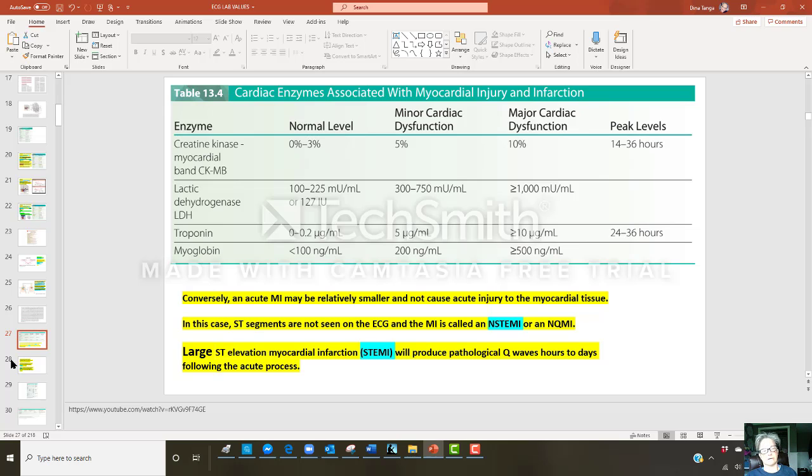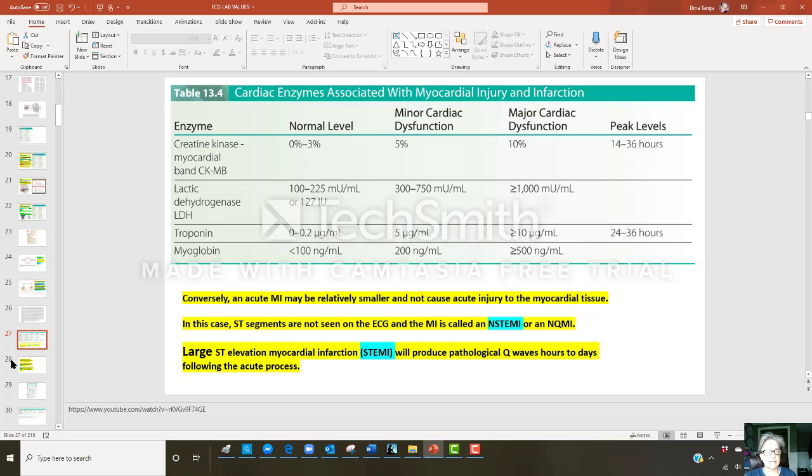Troponin 0 to 0.2 is normal. Minor cardiac dysfunction would be 5, and then major cardiac dysfunction would be greater than 10, and peak hours are around 2 to 3 days. Actually, that would be 1 to 2 days. Correction. So 1 to 1.5 days, 24 hours to 36 hours.